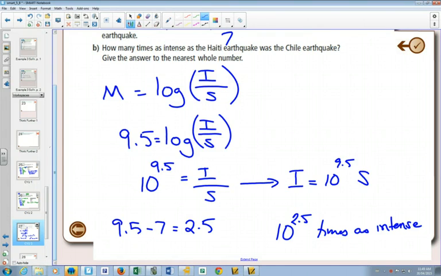And you can use the same strategy if it was a pH scale. And they're going from something on the pH scale from 3 to 5.5. It's going up 2.5, so it would be that much more acidic, or vice versa, depending on which way you're going. Okay?